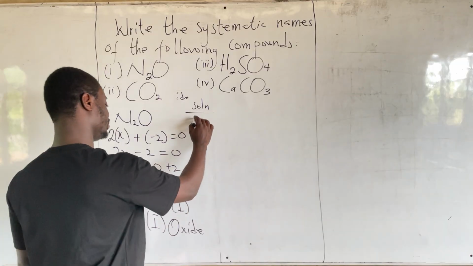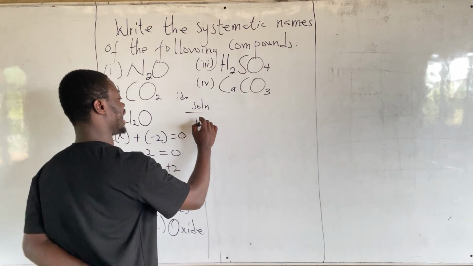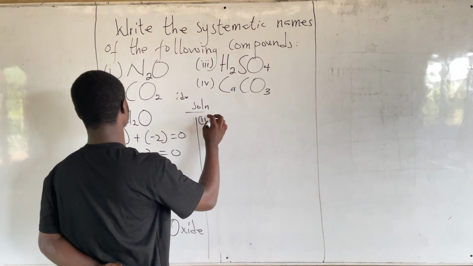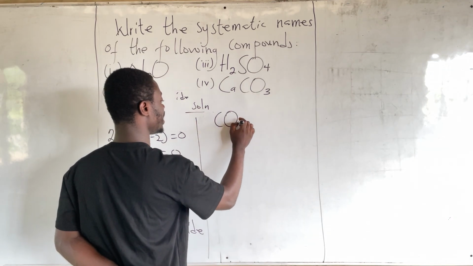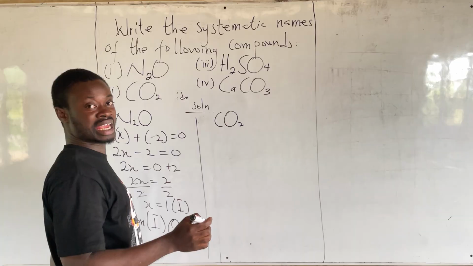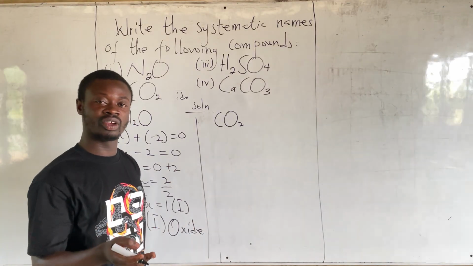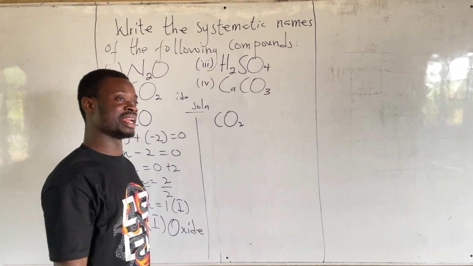So let's continue. The second one is CO2. And then we know that CO2 is carbon dioxide. That is the old name. What about the systematic name? Let's write the systematic name.